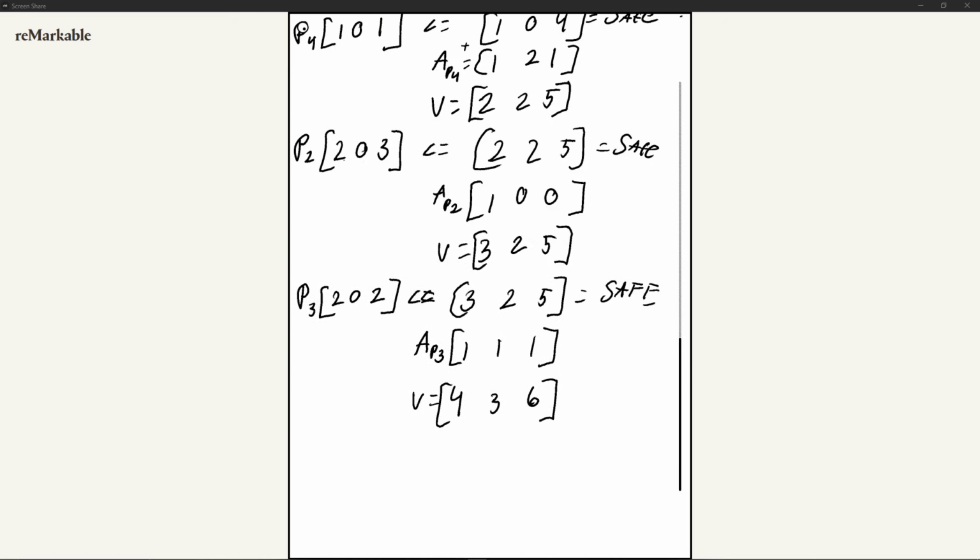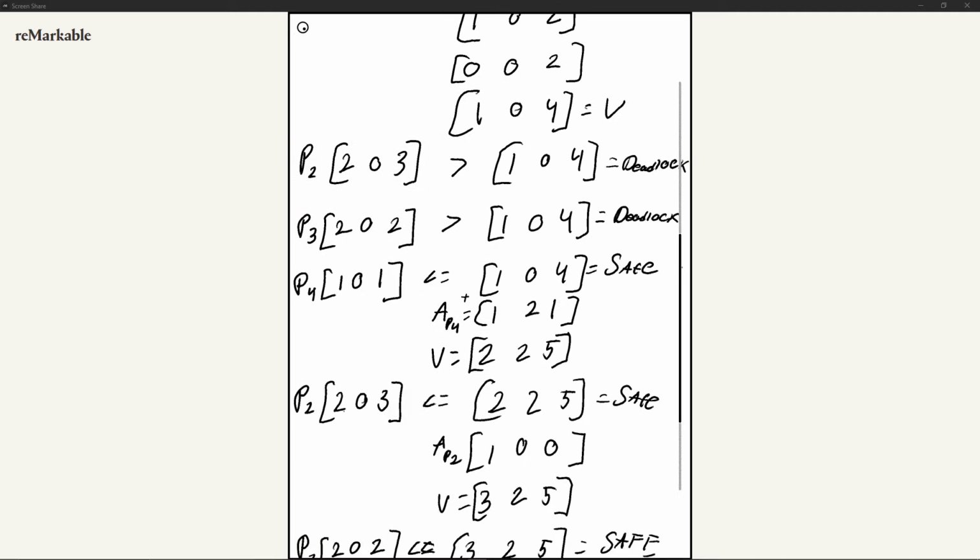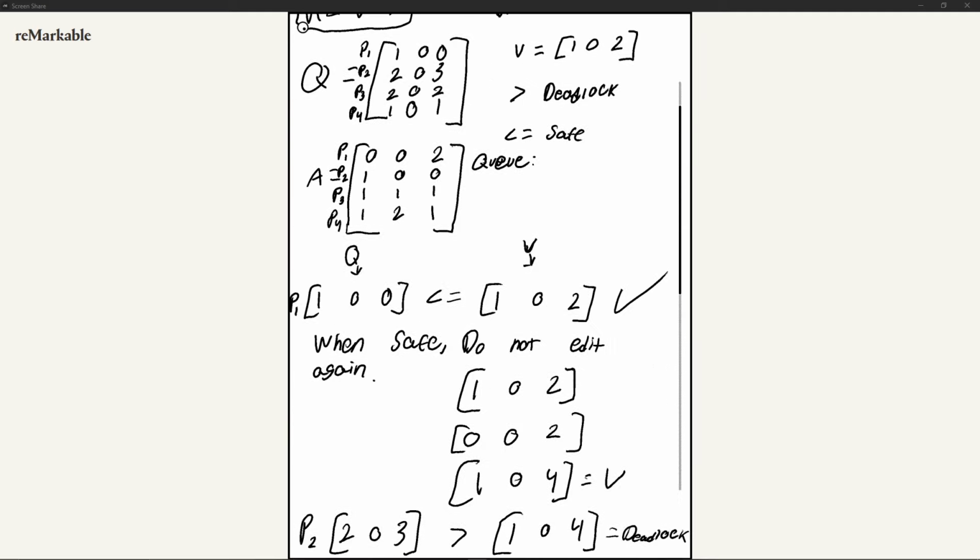Now, they're going to ask again at the end, what's your W? Well, this was our final vector. After all of them are safe, there's nothing more we can compare. So our W vector is going to be 4, 3, and 6. Okay? So, yeah, that's the deadlock detection algorithm. Any questions or anything like that?